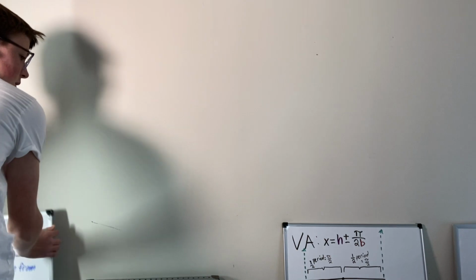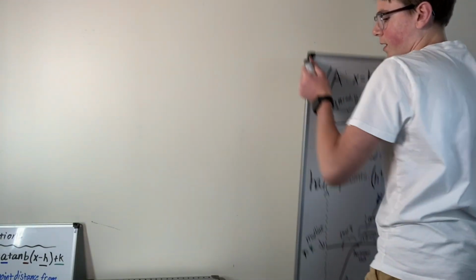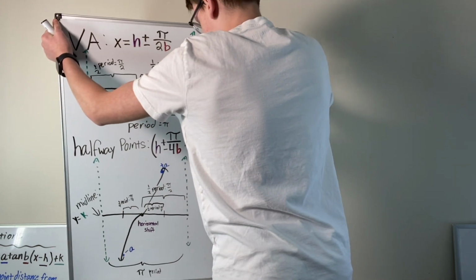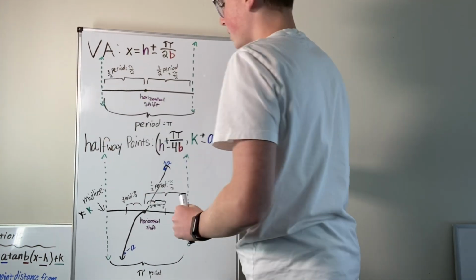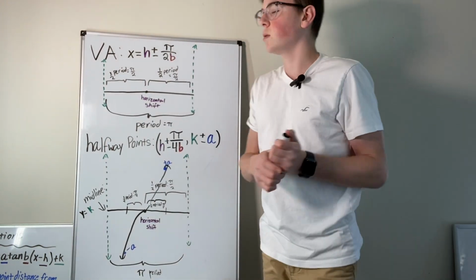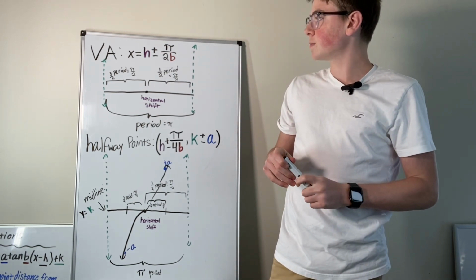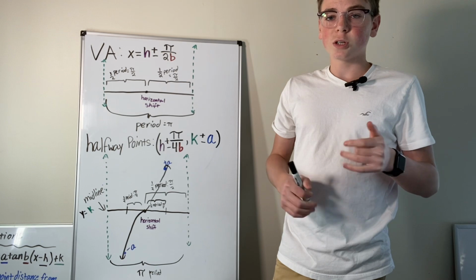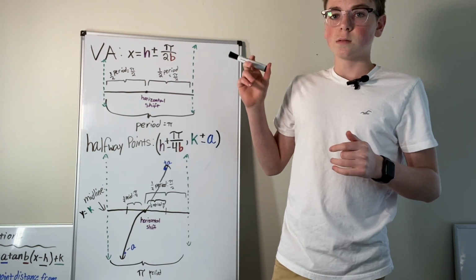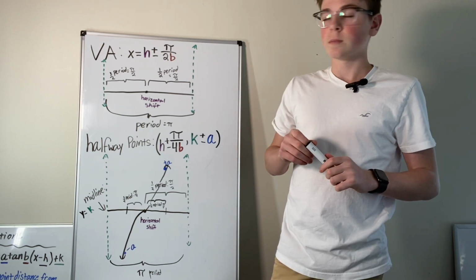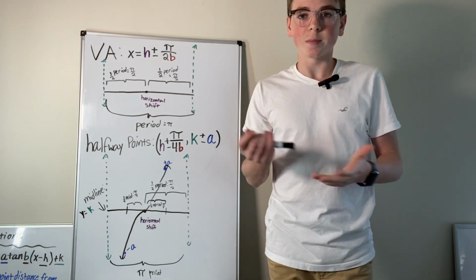Now, let's start talking about vertical asymptotes and halfway points, and then we will get to graphing. These, I would say, are the most complicated parts of tangent. So our vertical asymptote equation is x equals h plus or minus pi over 2b. H is our horizontal shift. And b determines your period again.